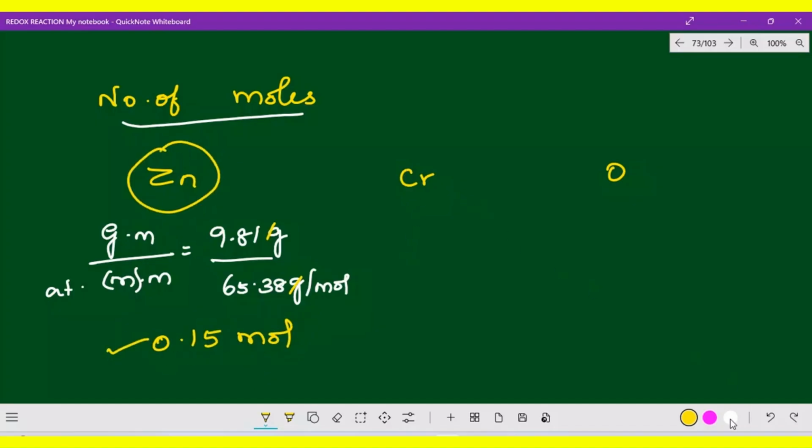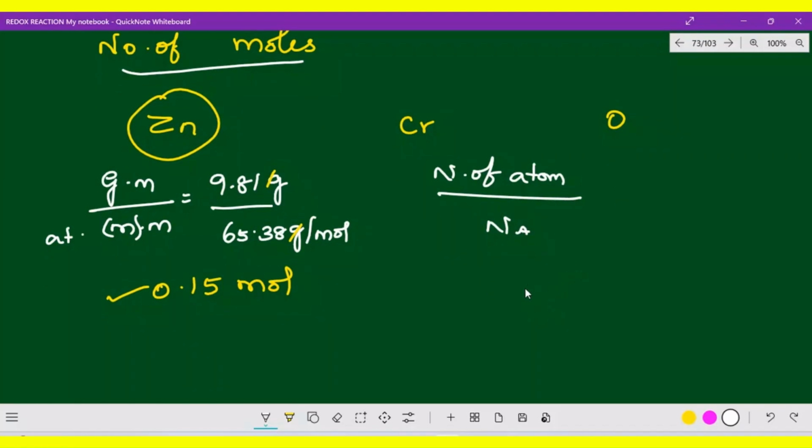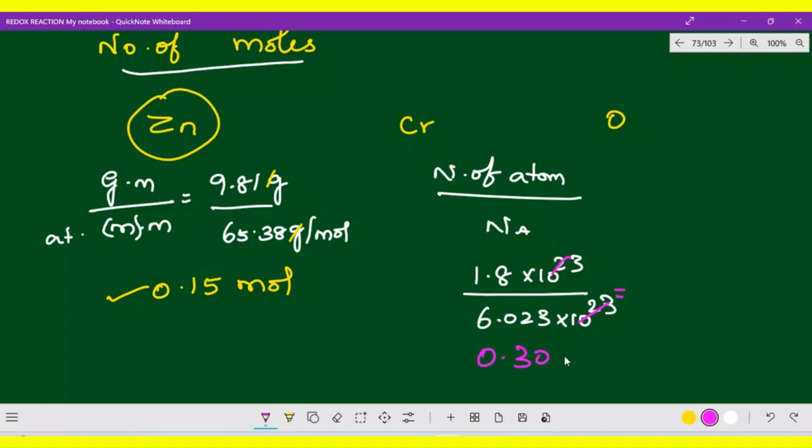Now for chromium, how to bring that? Here we have the number of atoms. So number of moles, how to identify? Number of atoms divided by Avogadro number. Simple. So here the data is 1.8 into 10 to the power of 23 divided by 6.023 into 10 to the power of 23 atoms. So atoms cancel, and this and this also cancel. What is the answer you'll be getting? You'll be getting 0.30 mole.